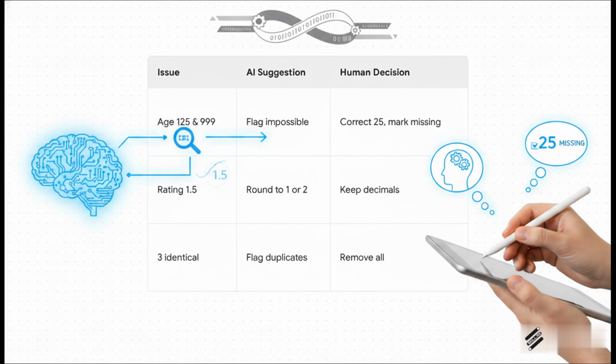This perfectly illustrates the partnership between AI efficiency and human judgment. Notice how the AI flagged an age listed as 125 and 999. A human researcher immediately realized 125 was likely just a typo for 25 and corrected it, while intelligently marking 999 as officially missing. Next, the AI saw a satisfaction rating of 1.5 and suggested rounding it. But the human director realized, wait, respondents might have actually clicked between points on a digital scale, so they made the call to keep the decimals.